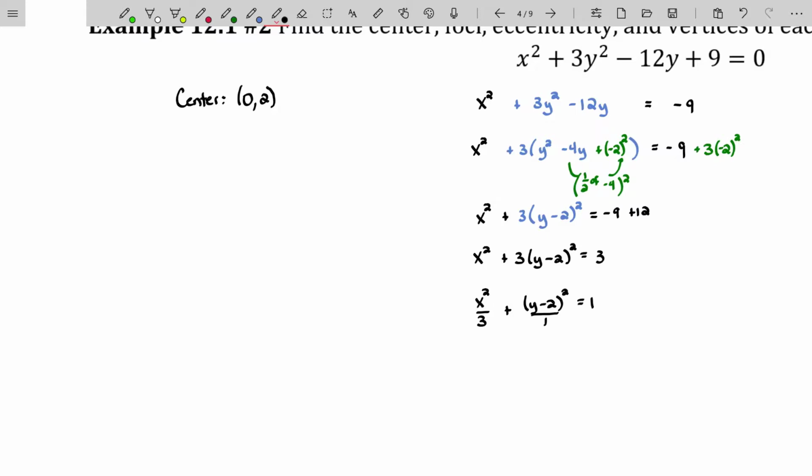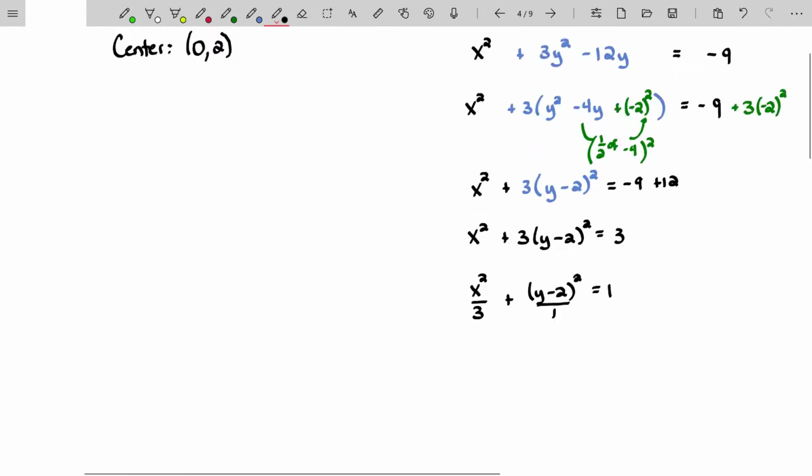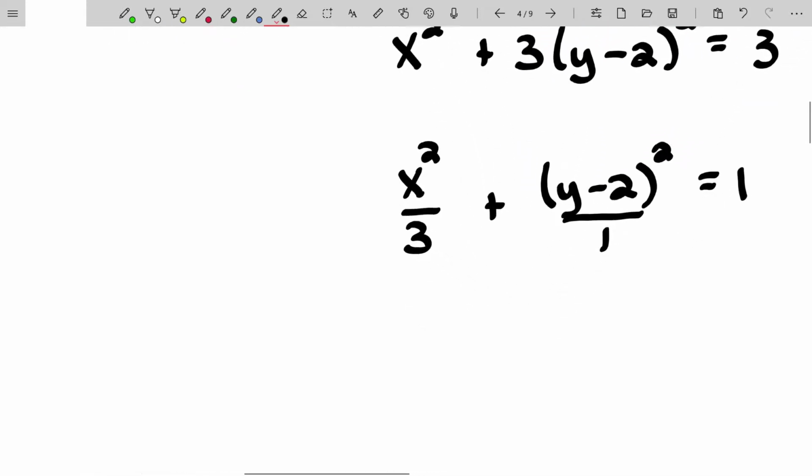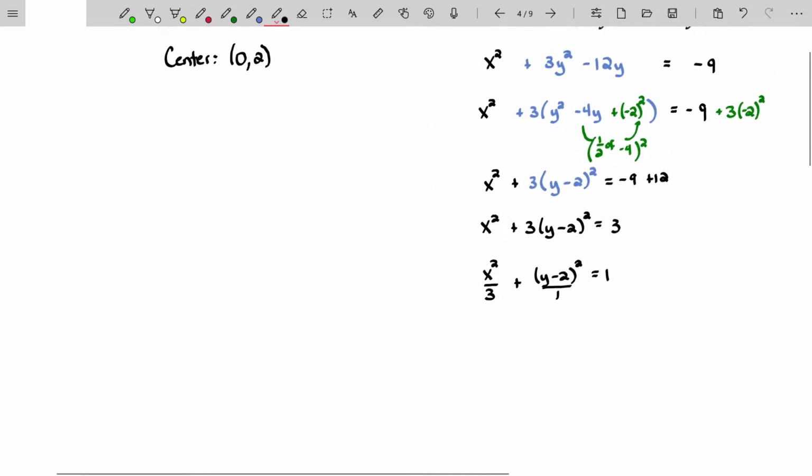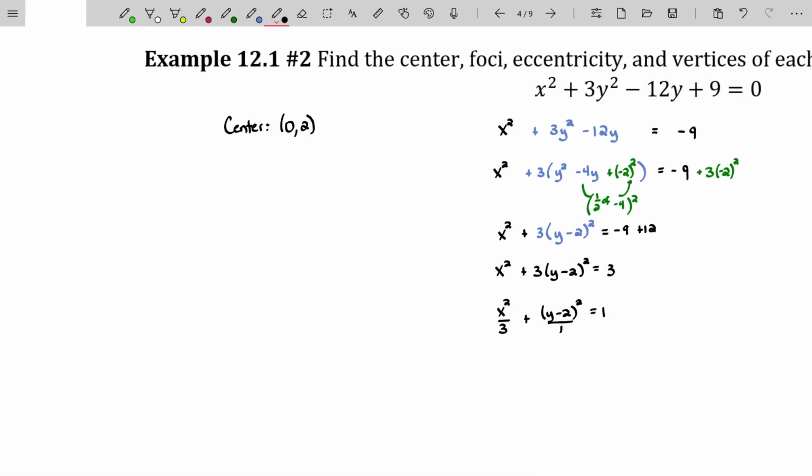And the major axis is the x-axis, or a horizontal axis, because the larger of those two denominators is below the x. So I know the major axis is the horizontal axis. The distance to the vertex in the x direction is going to be the square root of that denominator of x. The distance to the vertex in the y direction is going to be the square root of the denominator underneath y. There we go.